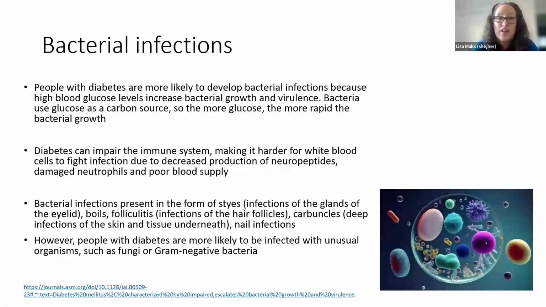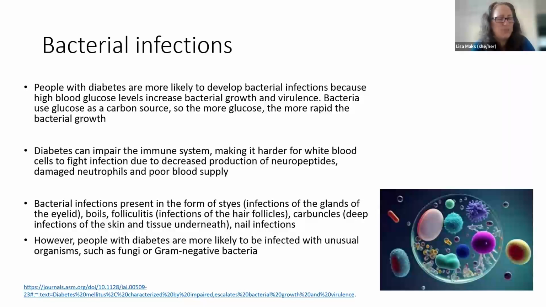When we move to the bacterial infections, people with diabetes are more likely to develop a bacterial infection, and that's because high blood glucose increases bacterial growth and virulence, because bacteria uses glucose as its carbon source, its food. So the more glucose, the more rapid that growth of bacteria happens. And as I mentioned before, diabetes can impair the immune system. And so that makes it harder for those white blood cells to fight the infection. And that's because of a decreased production of neuropeptides, damaged neutrophils, and a poor blood supply to the area, which is often due to the blood vessel damage that happens in diabetes as well.